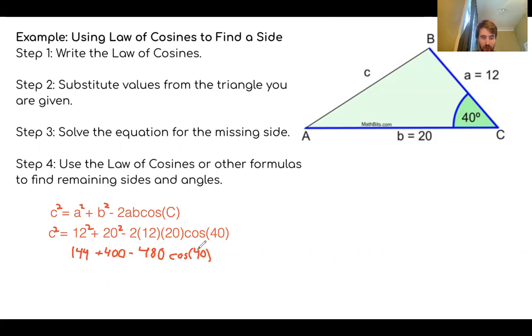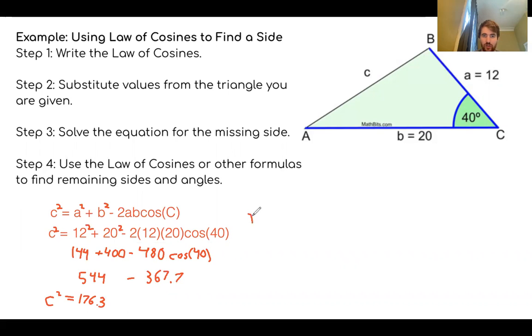480 times the cosine of 40 degrees equals 367.7. 144 plus 400 is 544, minus 367.7 gives us that C squared equals 176.3. Now this is not the answer. Remember, this is C squared.